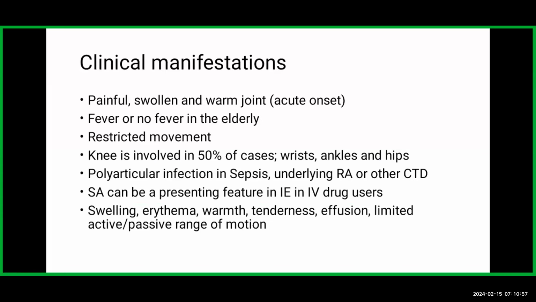So for the clinical manifestations, it's usually of acute onset with pain, swelling, and warmth of the joints. Then there can be fever, and then in the elderly patients, they likely will not present with fever. Then there's restricted joint movements, and then we said that the knees are usually involved in most of the cases. However, the wrist, ankles, and the hips could also be involved. Then polyarticular infections are seen in sepsis, underlying rheumatoid arthritis, and even when there is other connective tissue disease. Then it can also be a presenting feature in patients with infective endocarditis that use intravenous drugs.